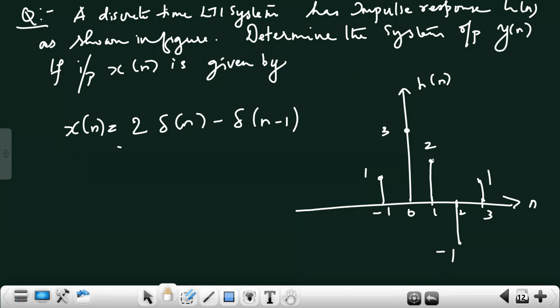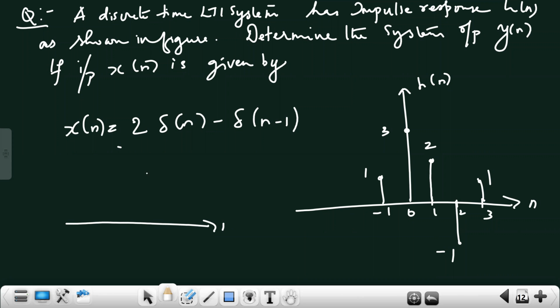So here both x of n and h of n are given to you, and you need to plot y of n. You are going to find the output signal y of n. But x of n is given in the form of an equation. So you have to convert the given equation into a graph. Lokesh Biswas, you tell me how you are going to plot x of n.